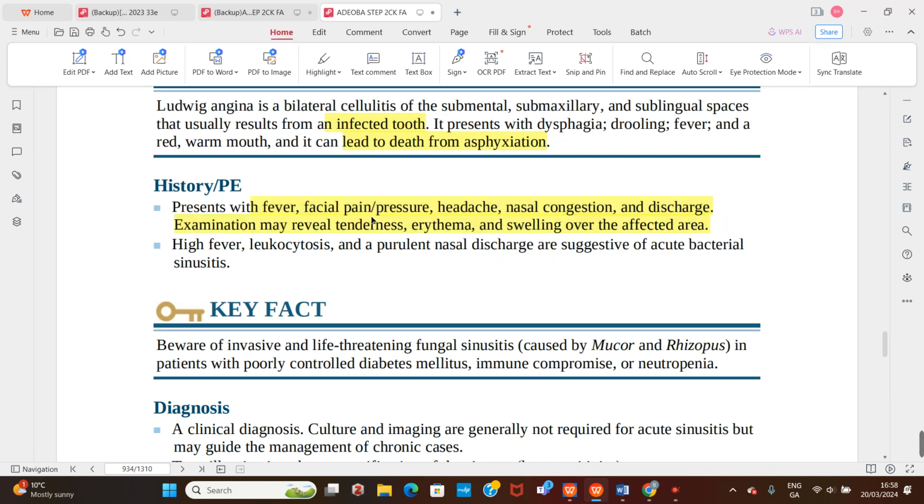So this is just reiterating the symptoms of an individual with sinusitis. We have talked about the fever, the facial pain, the headache. Frontal sinus affected, they are going to have headache. Nasal congestion, discharge. If you do examination, you are going to notice cardinal signs of inflammation around that infected area. So tenderness, erythema, swelling over the particular area. If it is the maxillary sinus, you are going to notice this tenderness, erythema, swelling around the cheek. Very, very classic. So once you see the person having fever, leukocytosis, and purulent discharge for less than a month, you are working with acute bacterial sinusitis.